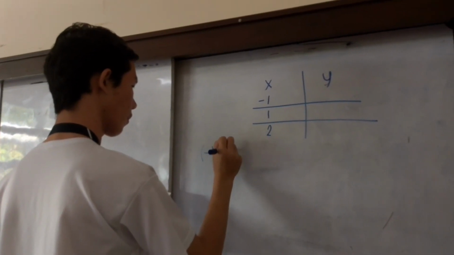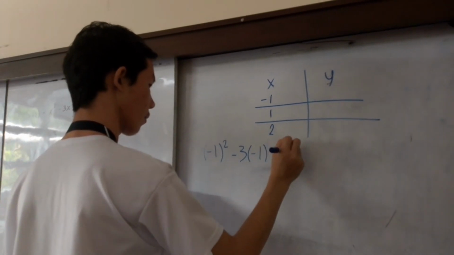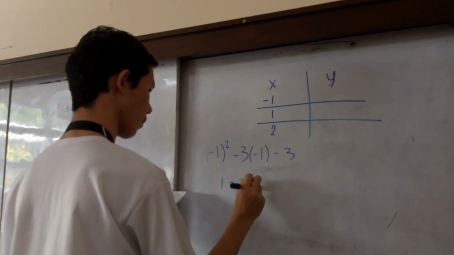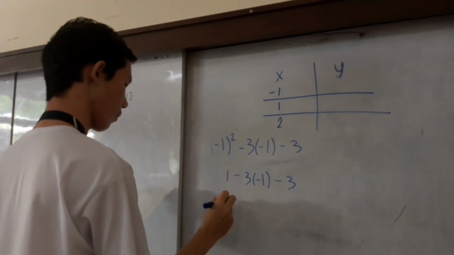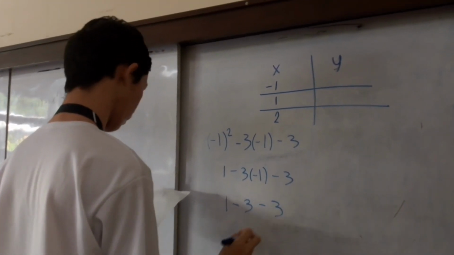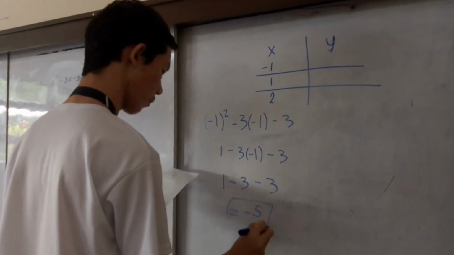Now for the maxima and minima point of our equation, we have negative 1 squared minus 3 times negative 1 minus 3, 1 minus 3, negative 1 minus 3, 1 minus 3 minus 3, and the final answer is negative 5.